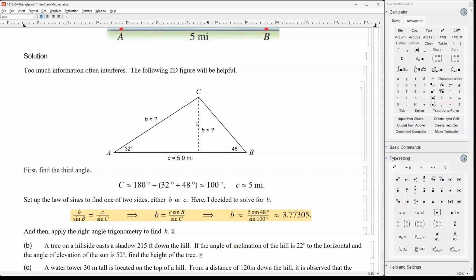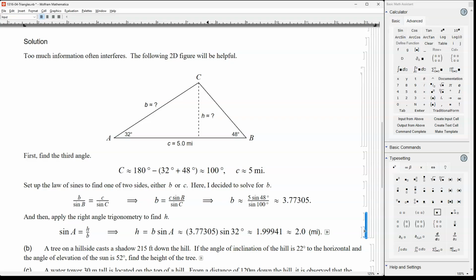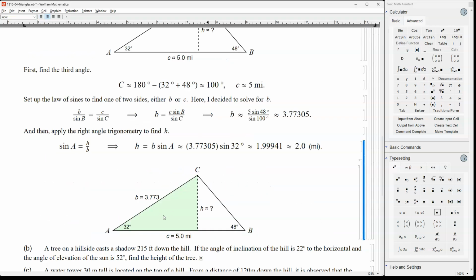Part 2 of the problem, that's the elevation. How do you find it? Well, if you focus upon this right triangle on your left, then we have 32 degrees here. Hypotenuse, we just found out, 3.77. And the opposite side, well, we can find out. We can use right angle trigonometry here. This green triangle with hypotenuse 3.773 and the angle 32 degrees, we're looking for the opposite.